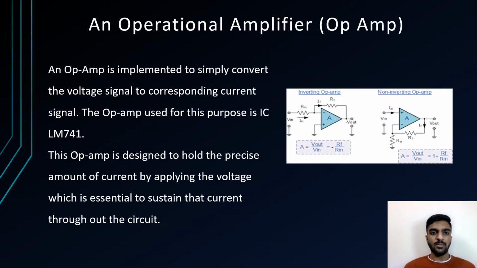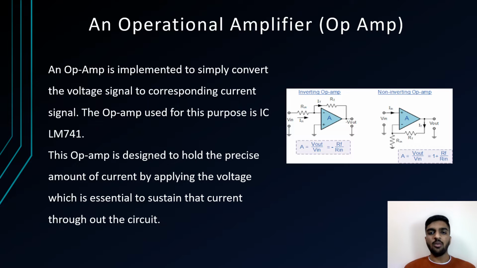An op-amp is implemented to simply convert the voltage signal to a corresponding current signal. The op-amp used for this purpose is IC LM741. This op-amp is designed to hold a precise amount of current by applying the voltage which is essential to sustain the current throughout the circuit. There are two types of op-amps. One is inverting op-amp, another one is non-inverting op-amp.